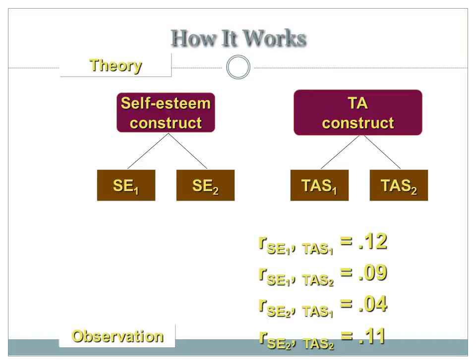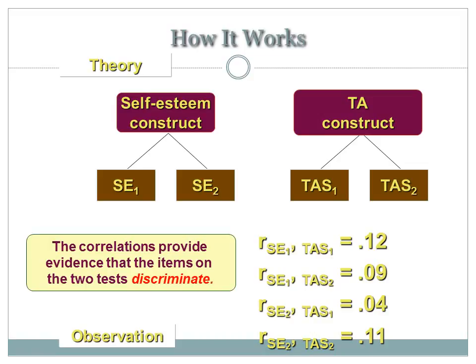So discriminant validity would look something like this. The correlation between SE1, which is the first item for self-esteem, and the first item for the test anxiety construct is 0.12. SE1's correlation with the second item in test anxiety is 0.01. SE2's correlation with the first item in test anxiety is 0.04. SE2's correlation with the second item in test anxiety is 0.11. So this is, again, just made up numbers, but really what it tells us when we have such low correlations, correlation ranging from -1 to +1, the closer to 1, the more highly correlated, the closer to 0, the lower the correlation, is that this gives us evidence of discriminant validity.